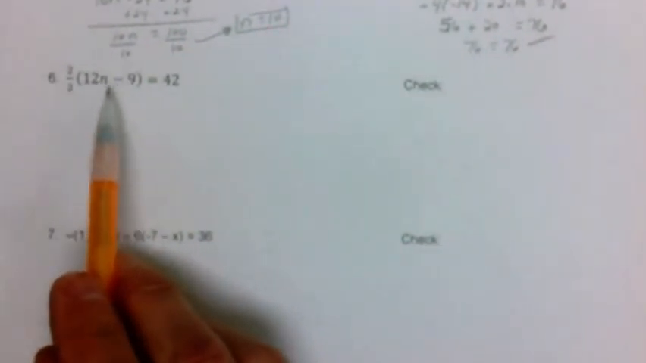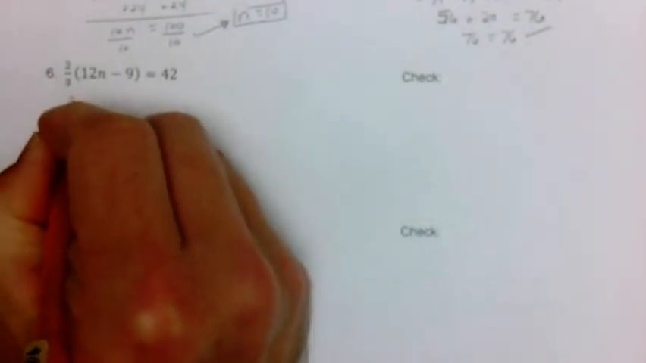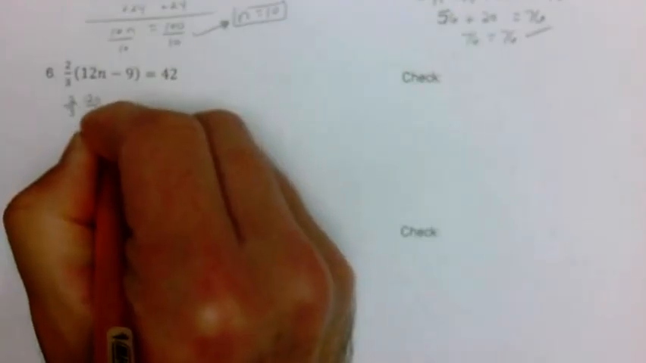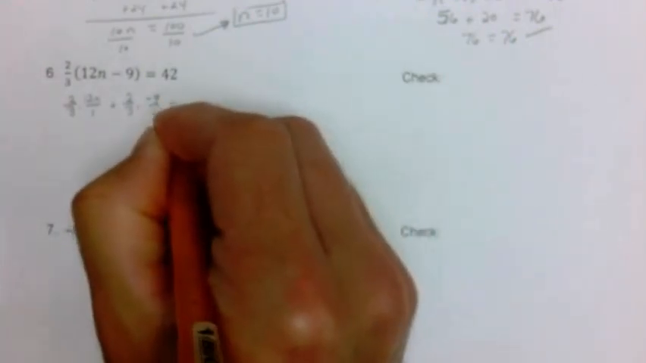All right, looking at example number 6. I have a fraction here that I'm going to distribute to the terms in the parentheses. So we're going to do 2/3 times 12n. I'm just going to put it over a 1. Plus 2/3 times negative 9, which again I'm going to put over a 1, equals 42.